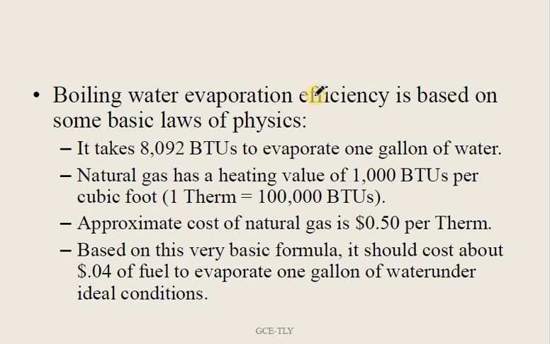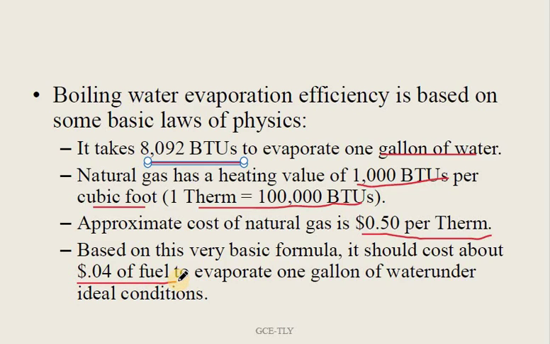Boiler water evaporation efficiency is based on some basic laws of physics, and it takes about 8092 British thermal units to evaporate 1 gallon of water. Natural gas has a heating value of 1000 BTUs per cubic foot, and 1 therm is 100,000 BTUs. An approximate cost for natural gas is $0.50 per therm, and based on this it should cost about 0.04 of fuel to evaporate 1 gallon of water under ideal conditions.